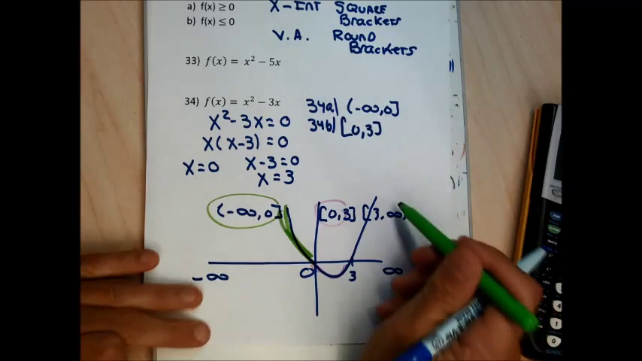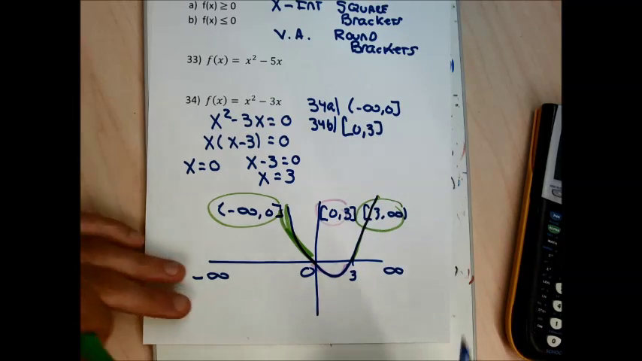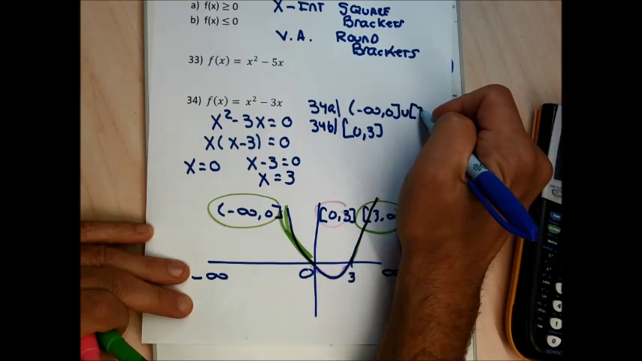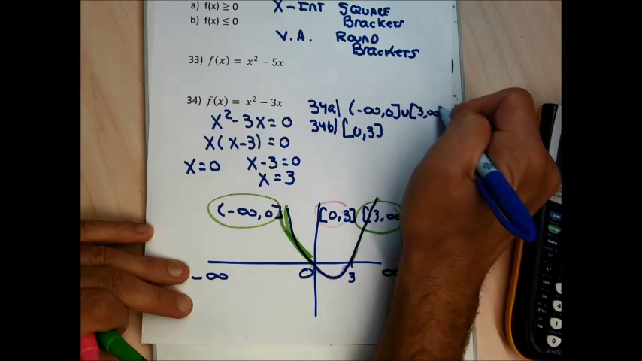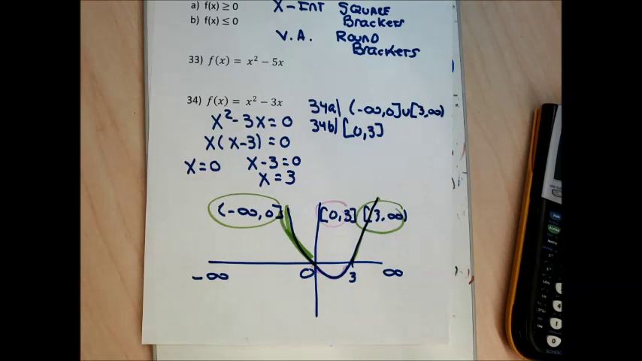And the last interval corresponds to this portion of the graph, which is above the x-axis or touching the x-axis for the x-intercept, and that corresponds to 3 to infinity. I don't worry so much about the touching the x-axis. That comes up with the square brackets, and I put the square brackets on my x-intercepts.